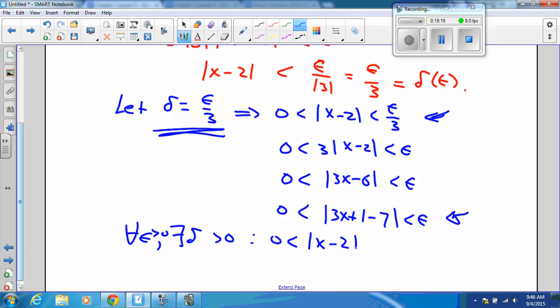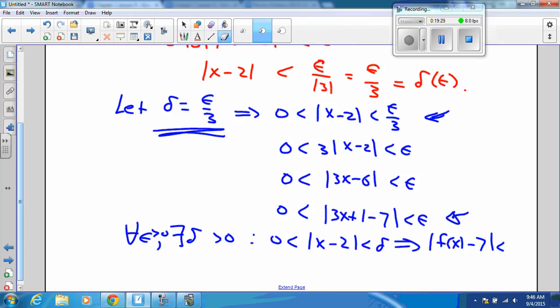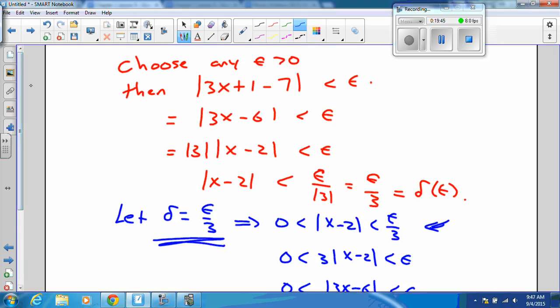And because it is true that for any epsilon greater than 0, there's a delta greater than 0 such that this is true, we win the game, and our limit is proved. That's going to be the spirit of all of this.